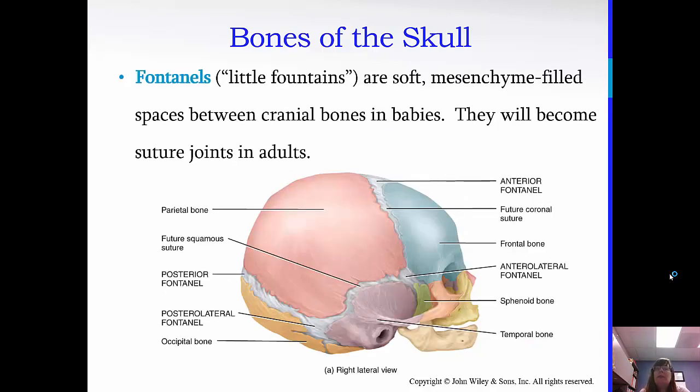Fontanelles are little spaces between the cranial bones in babies. We talked about these in Chapter 6, but they're the soft spots, mainly the one on the top of the head, the anterior, and one on the back of the head, the posterior. But those fontanelles will become sutures in adults.